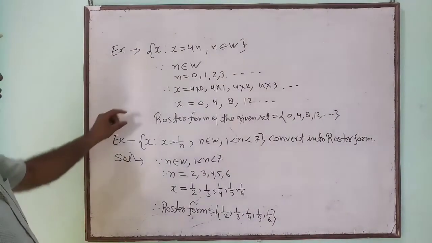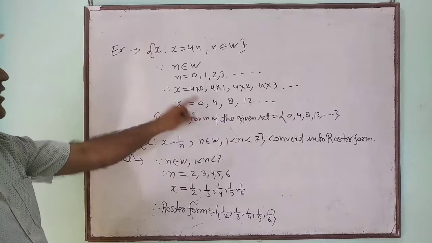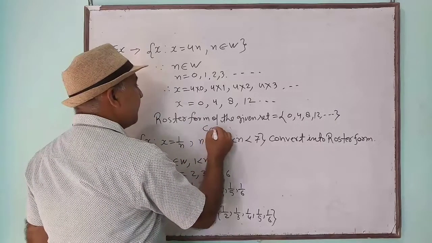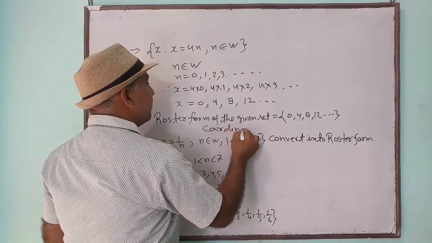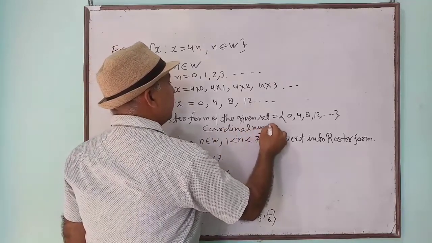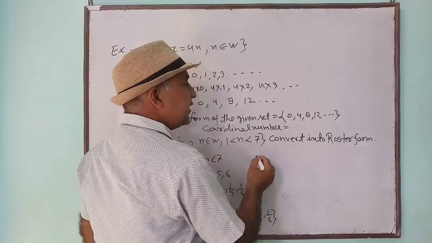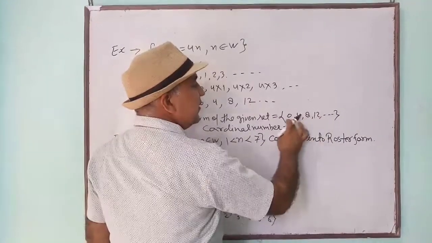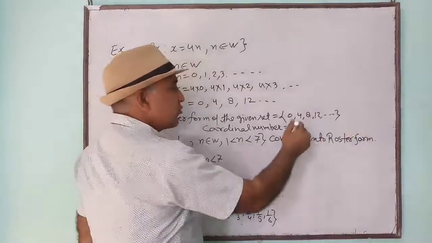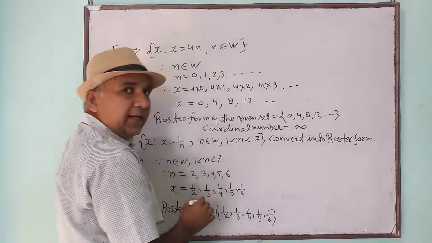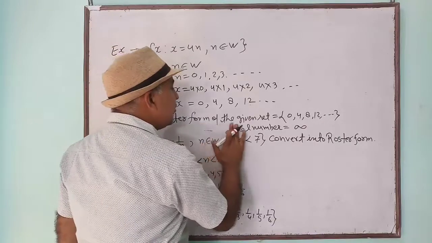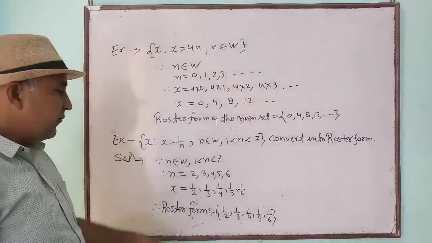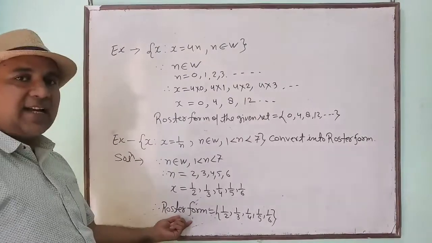Understood? Suppose the question asks, write the cardinal number of this given set. Then how do you find? Cardinal number means number of elements in the set. You can see there are infinite numbers. So its cardinal number will be infinite. So generally we do not find the cardinal number of these type of sets.